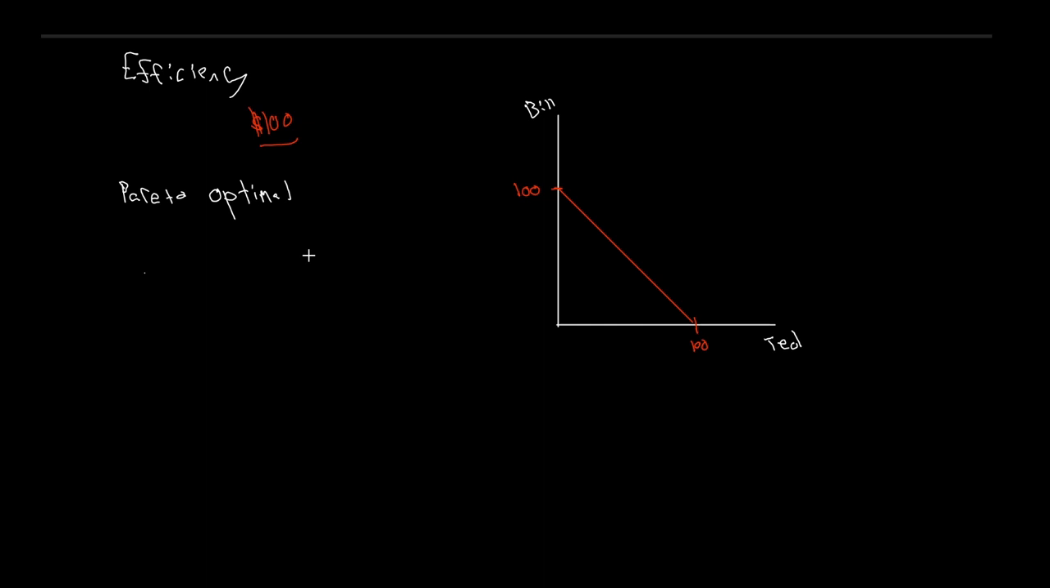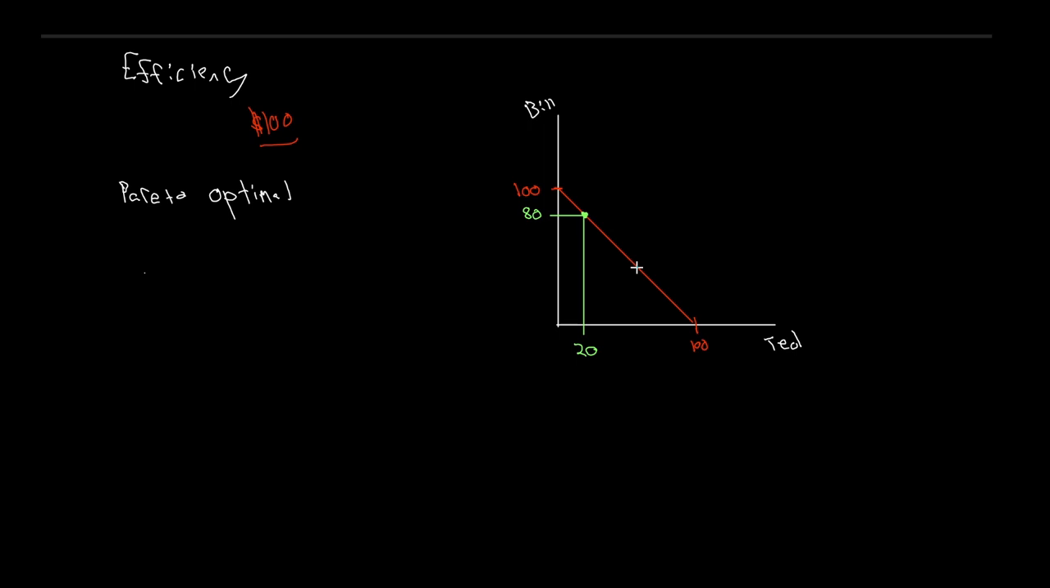So that is to say, let's pick a point here. Let's say that we decide to split this, and we decide to split it 80 for Bill and 20 for Ted. So, okay, there we go. $80 and $20. This is an efficient distribution of the money. It's on the line there. And once we've come up with this distribution, it would also be a Pareto optimal outcome in the sense that there's no other way that we could redistribute this money without making one of our agents worse off.